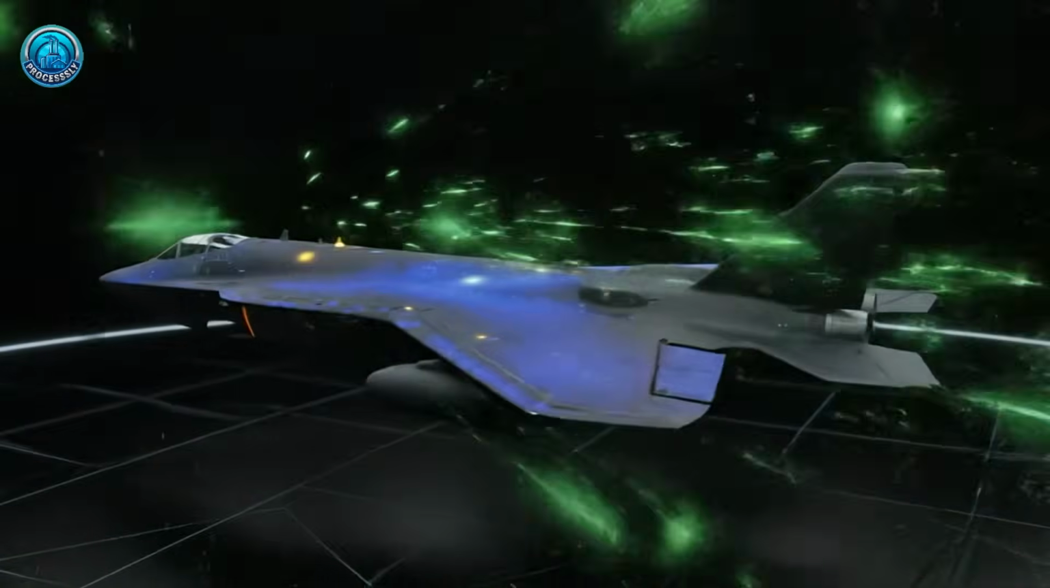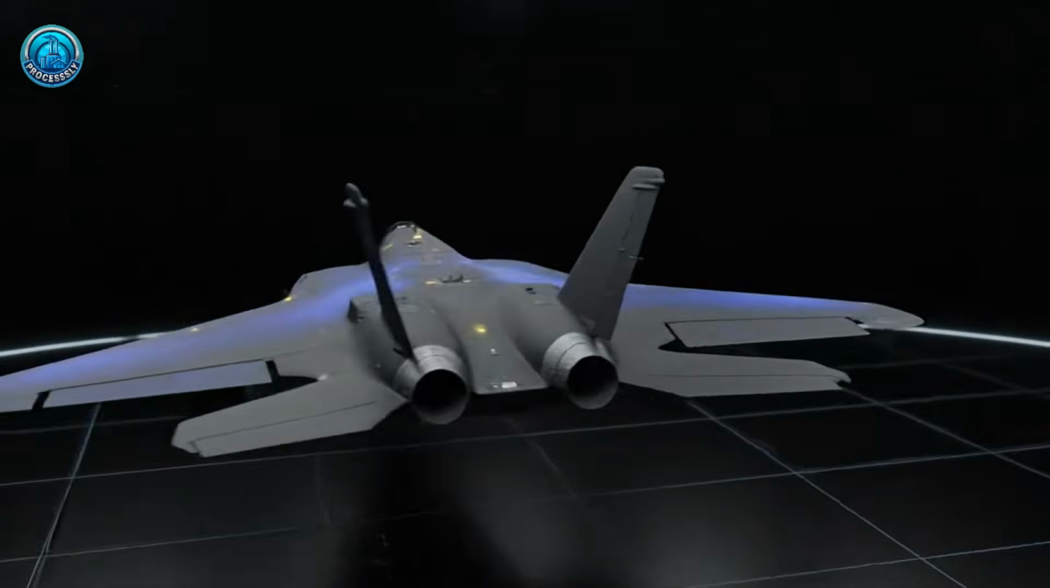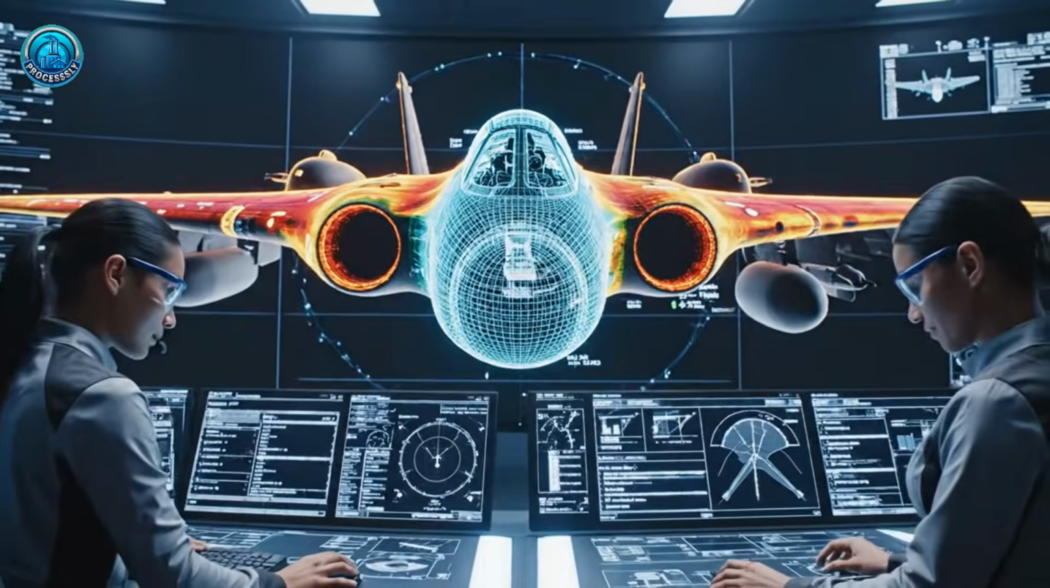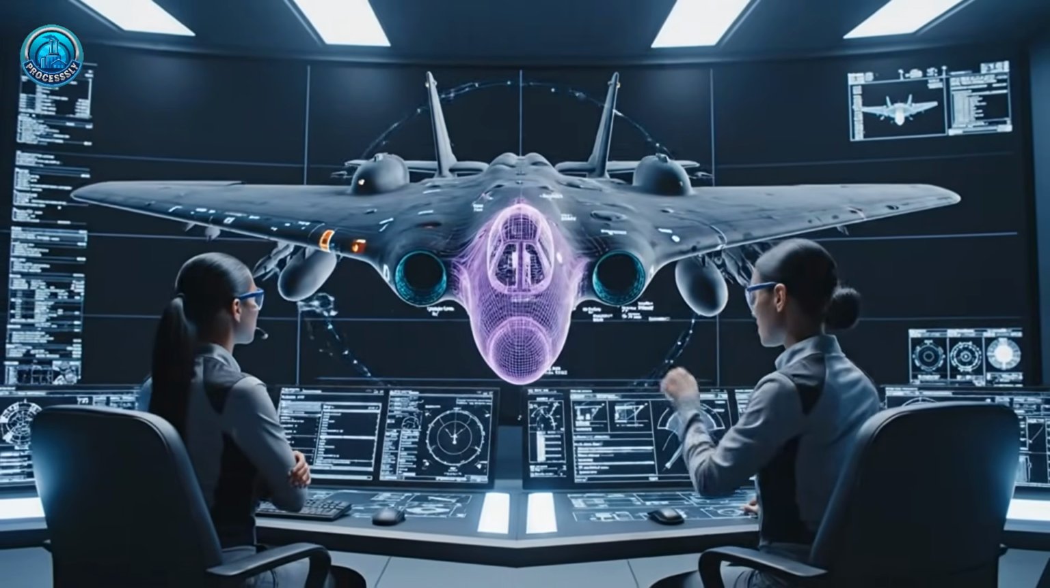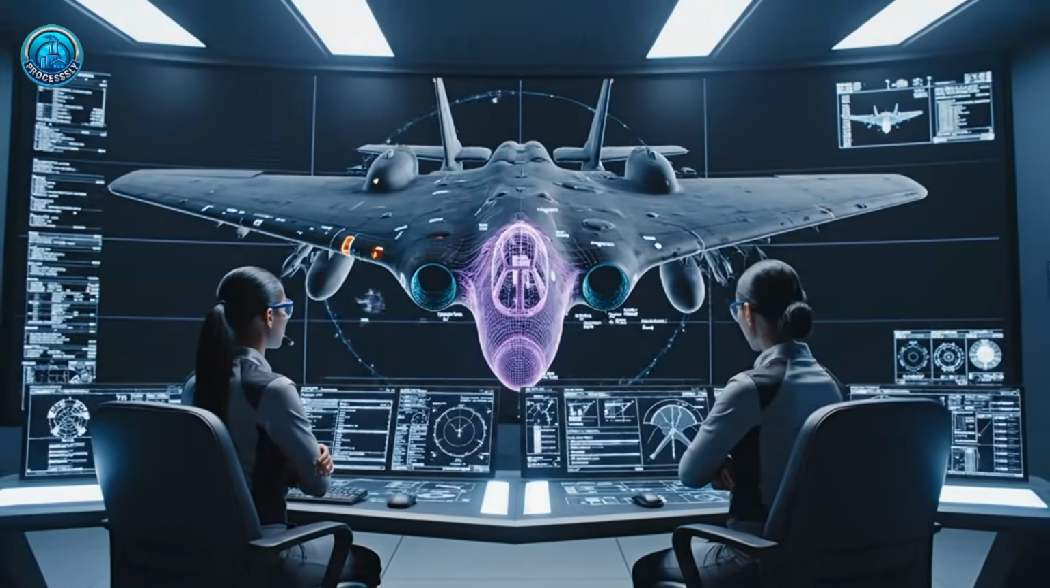Stealth effectiveness is validated through digital radar cross-section analysis. The aerodynamic profile is stable across all metrics. Structural integrity confirmed. Stealth alignment is green. We are ready for phase 2.